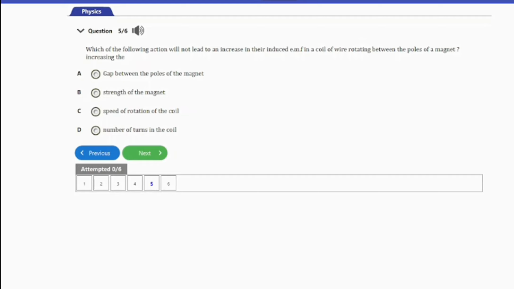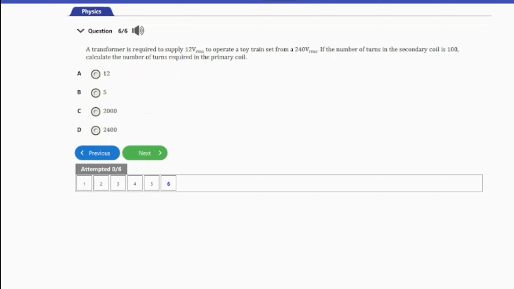So let's go ahead and consider the next and last question, guys. So that's question number 6 here. It says, a transformer is required to supply 12 volts root mean square to operate a toy train set from a 240 volts root mean square. If the number of turns in the secondary coil is 100, calculate the number of turns required in the primary coil. So guys, this is very simple.